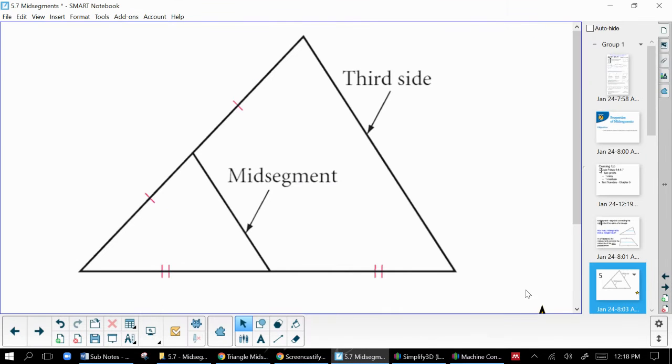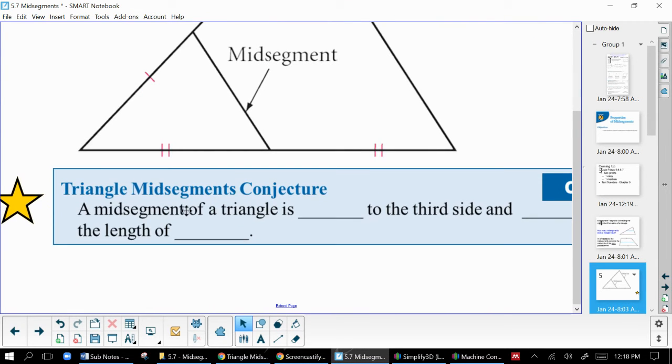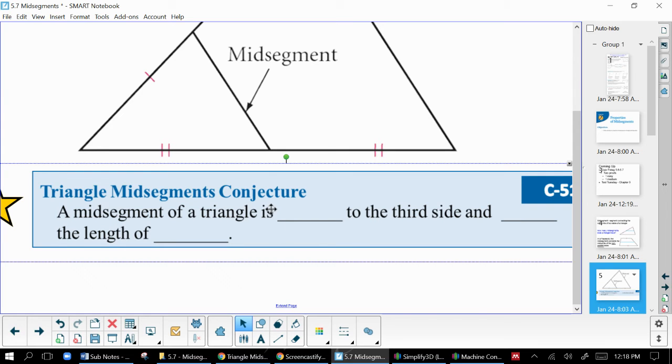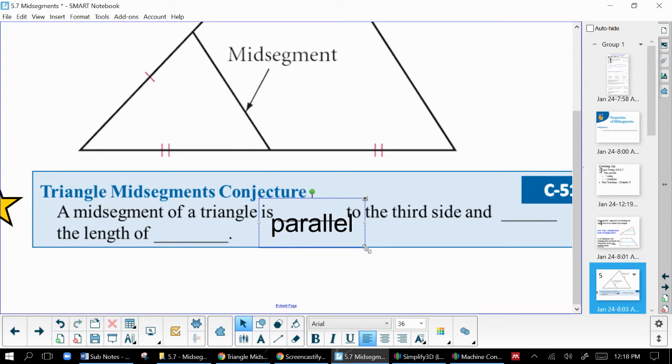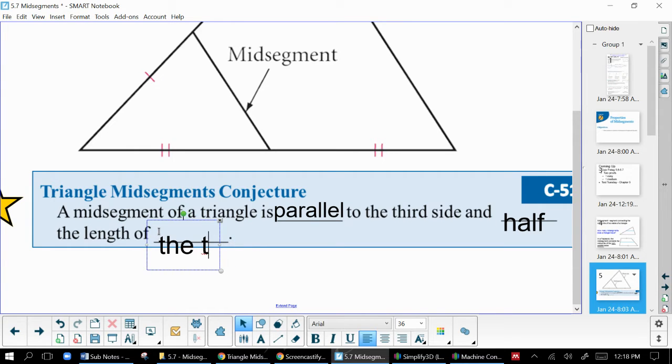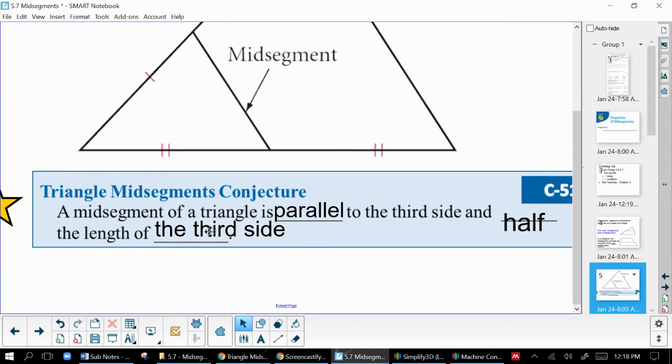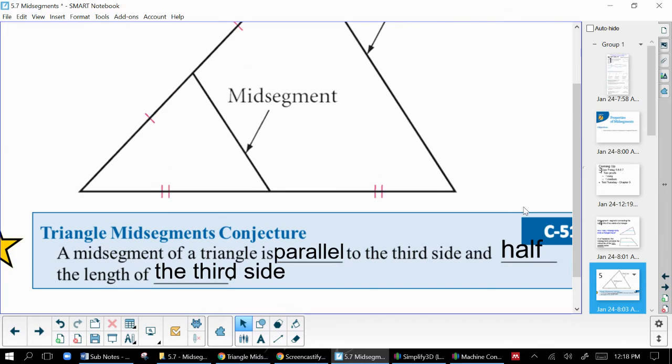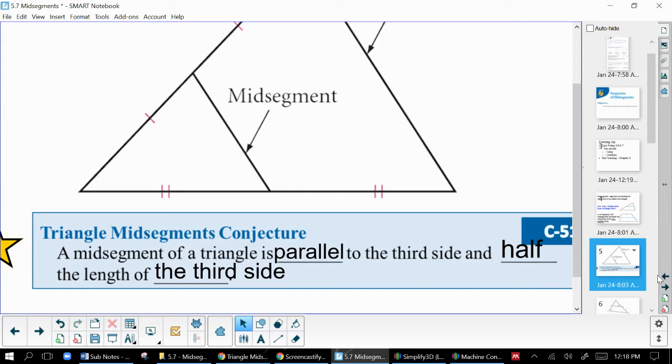So the thing we've got to know about triangle midsegments is that a midsegment of a triangle is parallel to the third side and half the length of the third side. I can spell. There we go, half the length of the third side. So those are the two things that we know about triangle midsegments. They are parallel to the third side and they are half the length of the third side. And that is always just the side that they're parallel to, the one they don't actually touch.